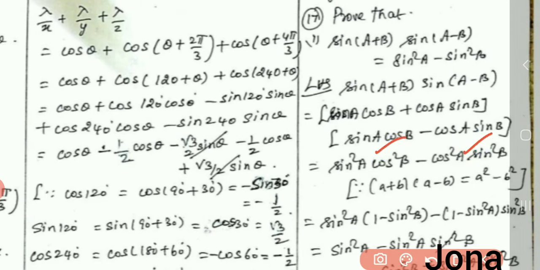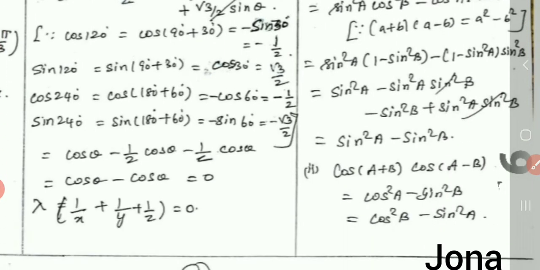a sin square b. And then this cos square b can be written in terms of sin, that is 1 minus sin square b. And here this cos square a can be written in terms of sin. So 1 minus sin square a into sin square b there. And then we can remove the brackets there.